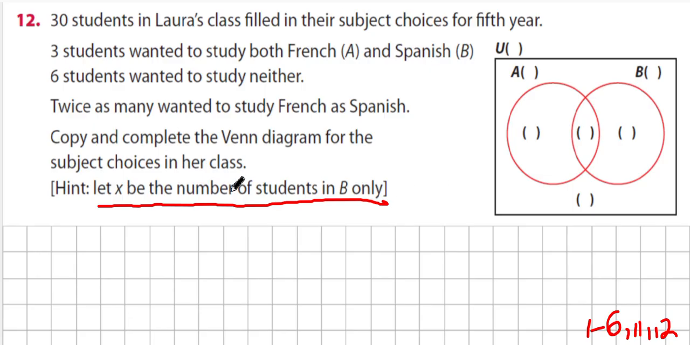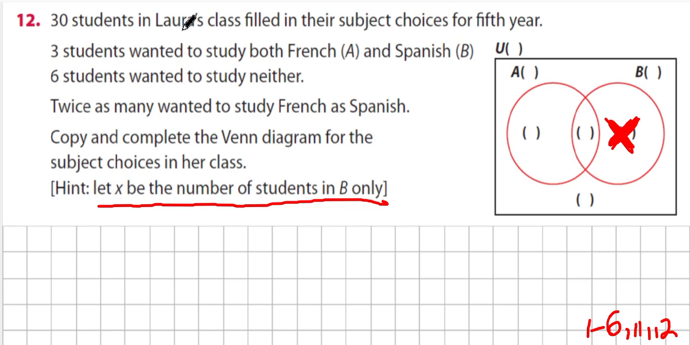First piece of advice. Let X be the number in B only. Is everybody happy that's X? Yeah, that's X only. Okay, we're there.